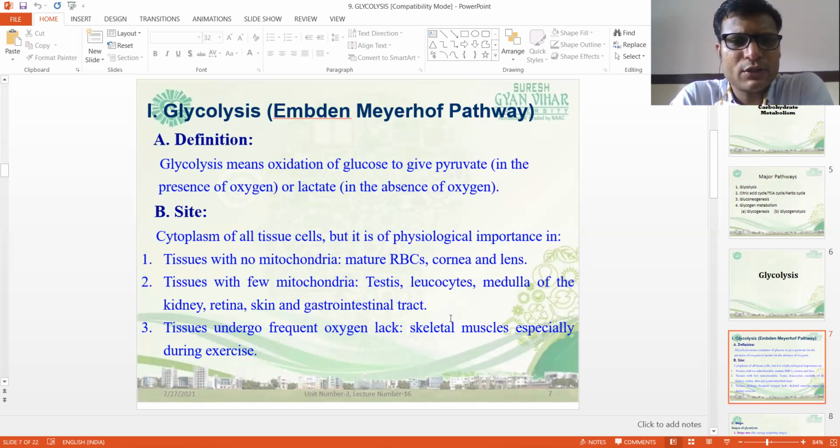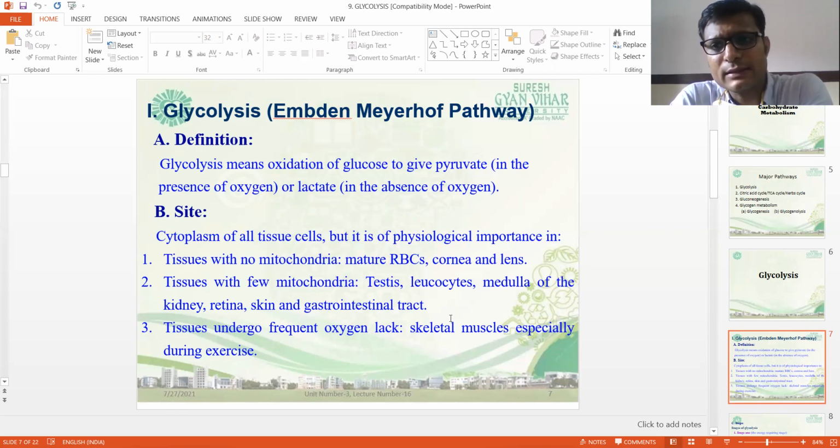Glycolysis occurs in the cytoplasm of all tissue cells, but it is of physiological importance in tissue with no mitochondria. Examples are your mature RBCs, cornea, and the lens. Also tissue with few mitochondria like testes, leukocytes, medulla of kidney, retina, skin, and gastrointestinal tract. Then tissue that undergoes frequent oxygen lack, that's your skeletal muscle, especially during exercise.